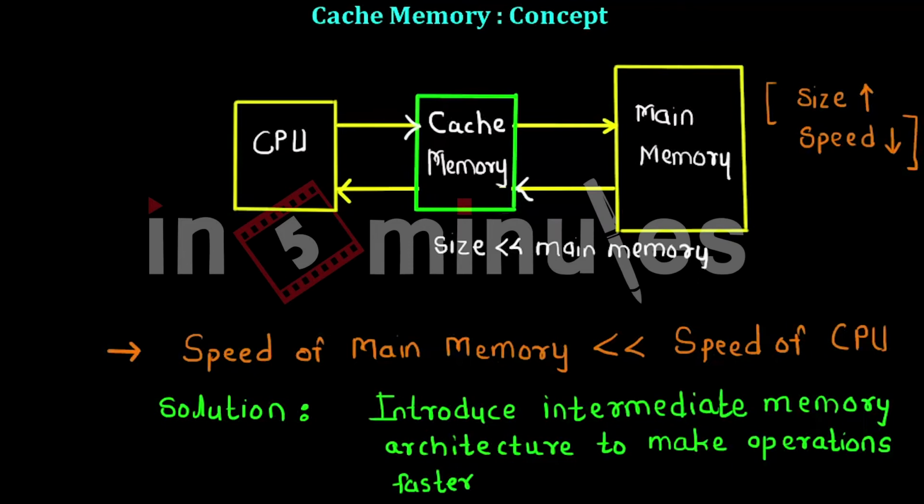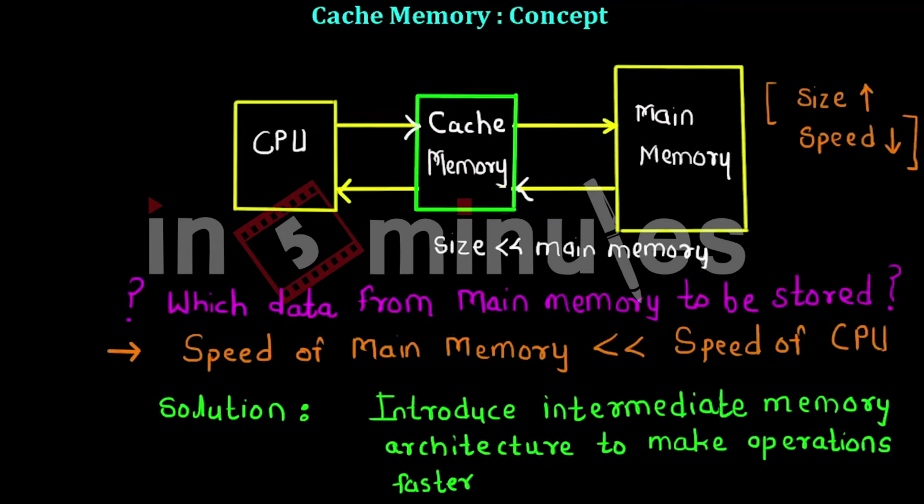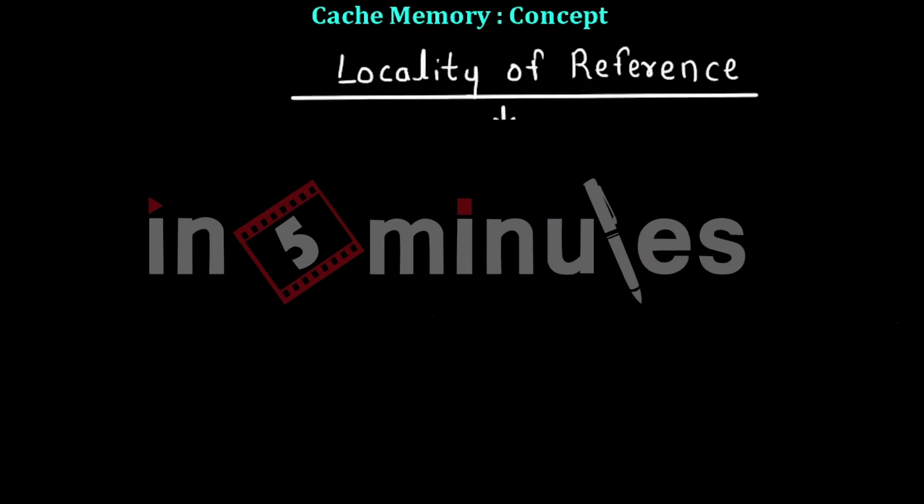Now the important question here is which data from the main memory needs to be stored. The answer to the question lies in the concept called locality of reference. The meaning of locality of reference with reference to the computer architecture terms is that the data from a certain localized area of memory is accessed repeatedly. Let's take an example to understand this.